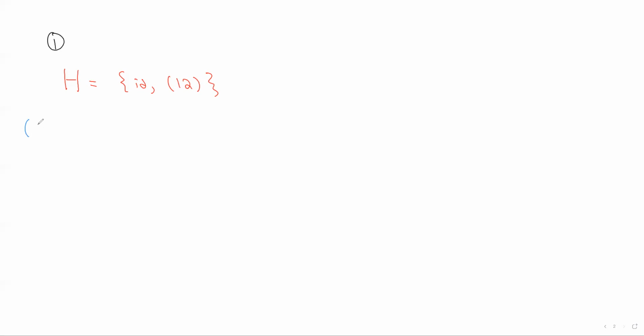So let's try (1 3) times H. Well, you just multiply each element by (1 3). So (1 3) times the identity is just (1 3). And (1 3) times (1 2): 1 will go to 2, 2 will go to 3, and 3 will go to 1. So that's one coset of H. And notice that because (1 2 3) is in this coset, if I did (1 2 3) times H, I would have got the same thing.